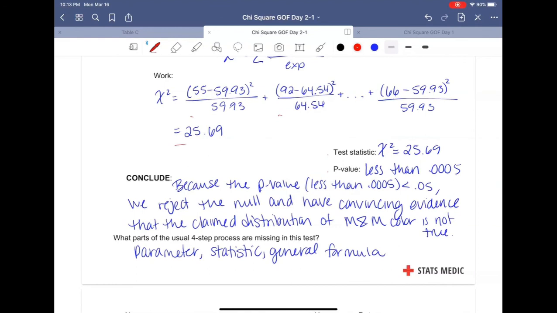So the last thing I want to talk about here is, okay, what parts of the usual four-step process, so the ones we've been doing for, say, a one-sample t-test or a two-sample z-test for p1 minus p2, things like that. How is this four-step process different? So in other words, what parts are missing?